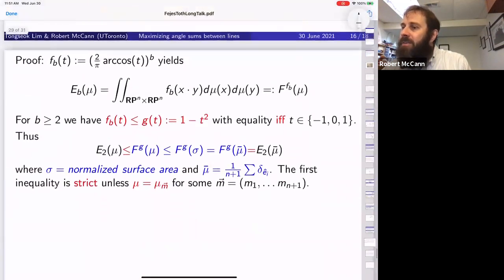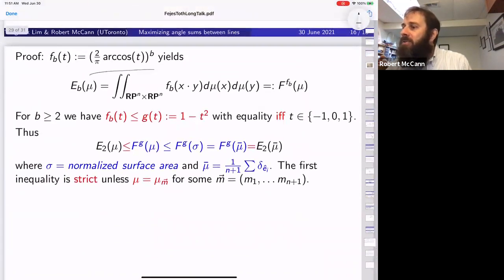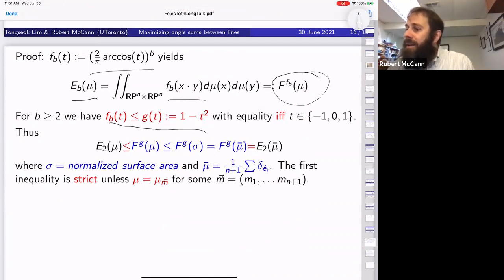Here it is. So you take this arc cosine function, you can rewrite the energy in terms of it. Let me call that f. And from this, by integrating this inequality, I know that when b is 2, my energy is less than this f when I use the function g, which is 1 minus t squared. And moreover, the conjectured optimizer lives in the equality set, so E2 is equal at f g. So these two inequalities are straightforward.